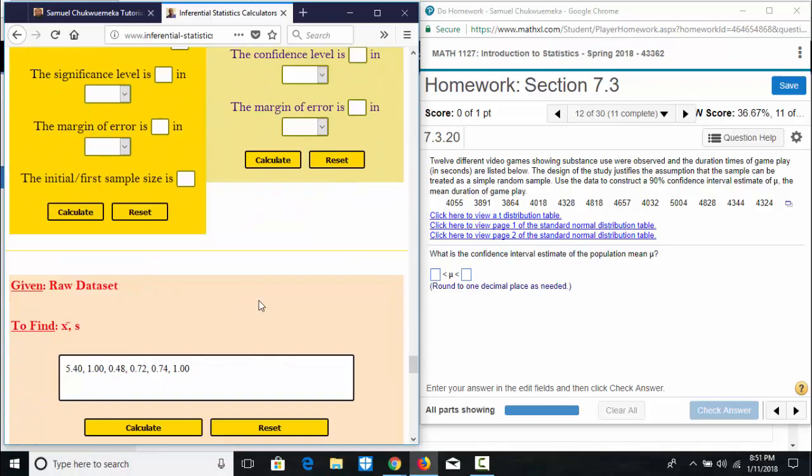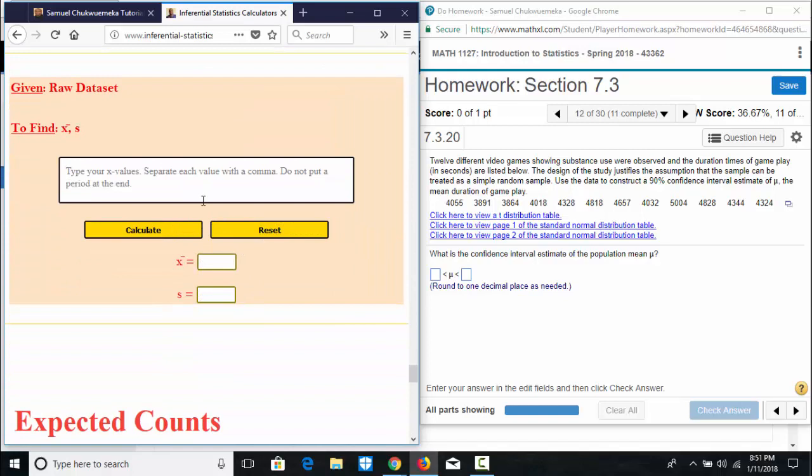So I'm gonna just come here, reset, and type in this data: 4055, 3891, 3864, 4018, 4328, 4818, 4657, 4032, 5004, 4828, 4344, 4324.